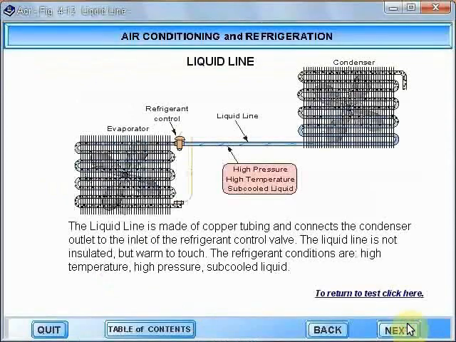The liquid line is made of copper tubing and connects the condenser outlet to the inlet of the refrigerant control valve. The liquid line is not insulated, but warm to touch. The refrigerant conditions are high temperature, high pressure, subcooled liquid.